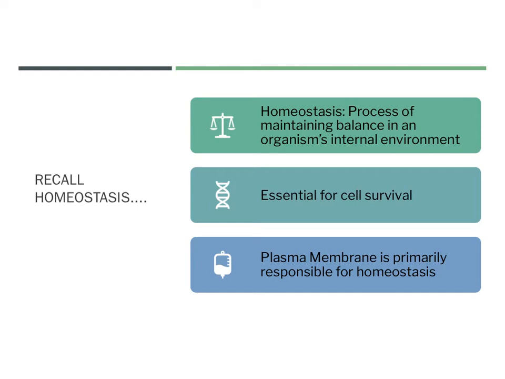So like for humans, when we get hot, we sweat to cool down. Or the opposite, when I get cold, I shiver. So it's that ability to maintain that internal balance. And so homeostasis is essential for cell survival. You have to be able to maintain your internal conditions. And what is primarily responsible for maintaining homeostasis is the plasma membrane.